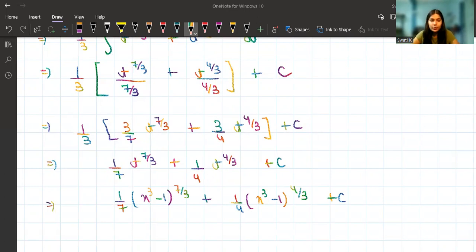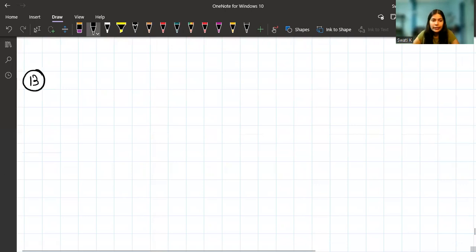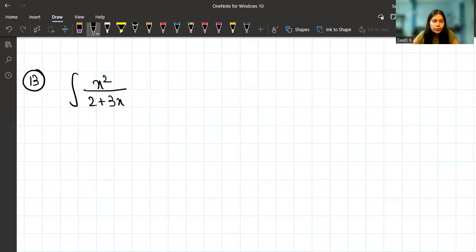Now let's start with the 13th question. All right, so let's start with the 13th question. And in the 13th question, we have to integrate x square upon 2 plus 3x cube, the whole raised to cube, dx. So again, for me, it's very simple to understand what I'm going to substitute.